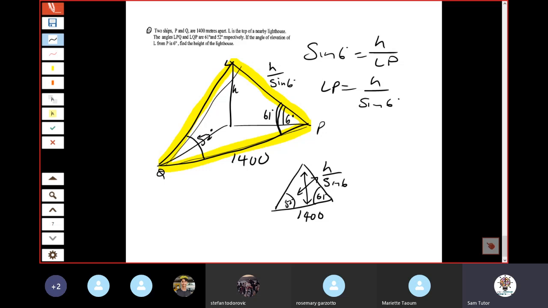So unfortunately, this is just a slightly different case than the ones that we've been doing. But that's the beauty of exam questions. You probably won't come across a question like this in your books. So 67. And then, fairly straightforward, you're just going to go 1400 on sine 67 must equal h on sine 6 all over sine 52. And then times by sine 6. And you should get h.